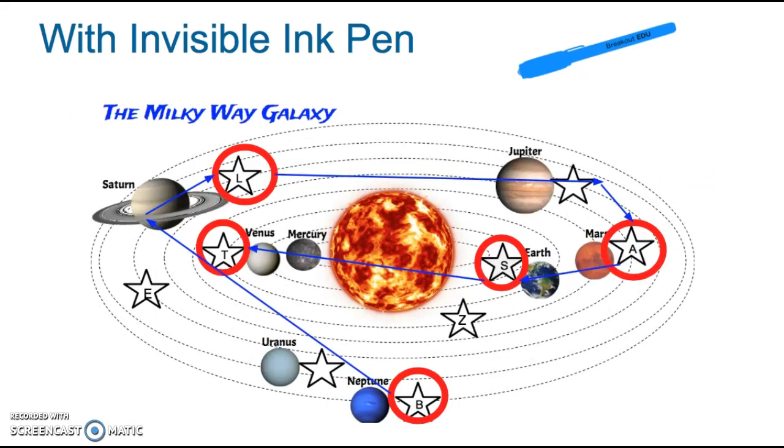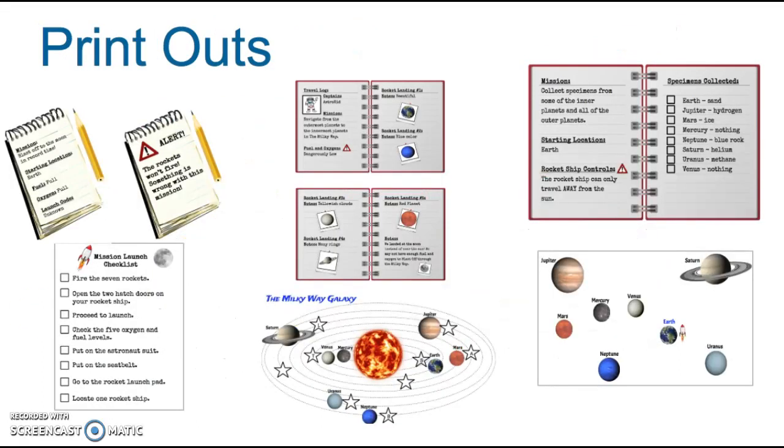With the invisible ink pen, you're going to be writing in the stars on the word lock puzzle. You'll notice that the letters are B next to the planet Neptune, L next to the star by Saturn, A, the star by Mars, S, the star next to Earth, and T, the star next to Venus. There are extra stars on this puzzle that you could write in some extra letters, as long as they aren't in the path, that may make this puzzle more challenging.